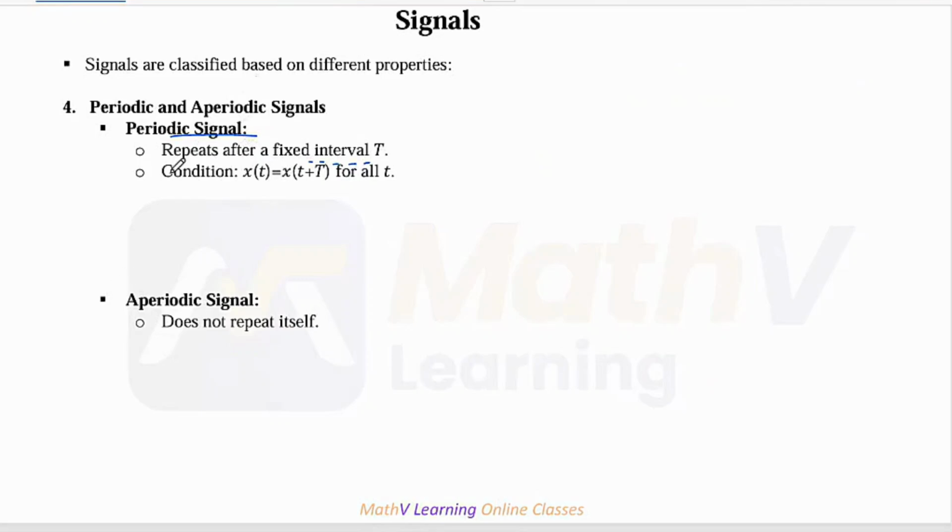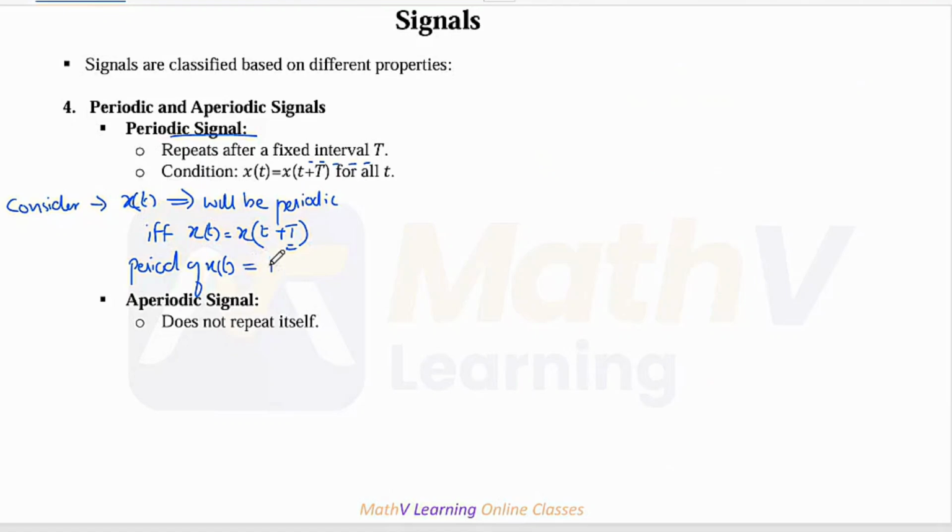For example, consider a signal x of t. This x of t will be periodic if and only if x of t is equal to x of t plus T. That is, if after a T interval the signal again repeats, then it is known as periodic, and the period of x of t is given as T.